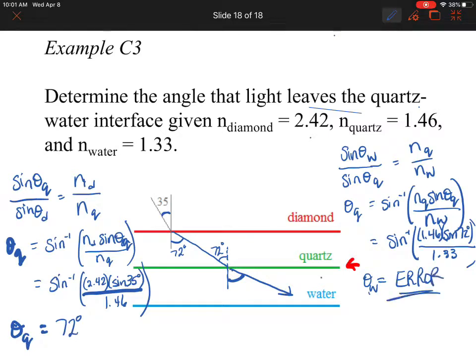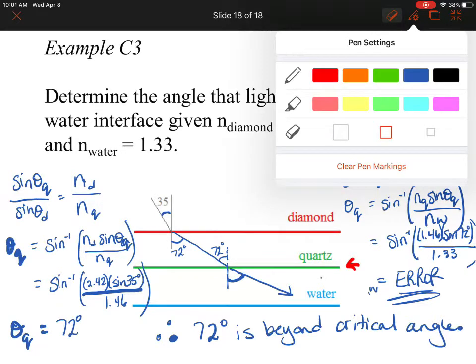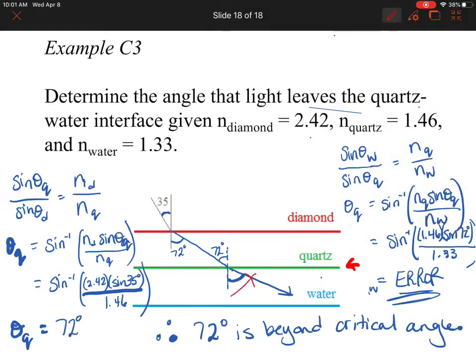And guess what that gets us? It gets us a big old error. Why the heck is that happening? Well, that's probably happening because I'm guessing that 72 degrees is beyond the critical angle. So it's not refracting into here at all.